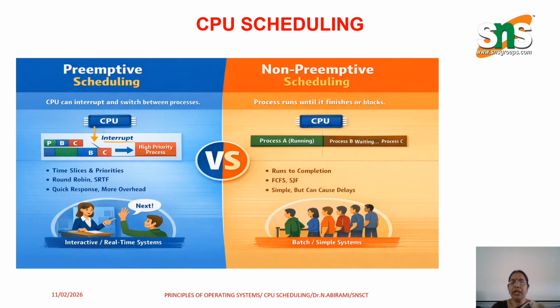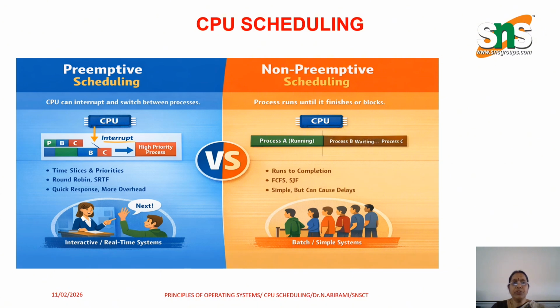Preemptive and non-preemptive scheduling are the two methods used by an operating system to manage how the CPU is allocated to different processes. In preemptive scheduling, the operating system has the authority to interrupt a running process and assign the CPU to another process. Usually, it is based on priority or a fixed time slice called a time quantum.